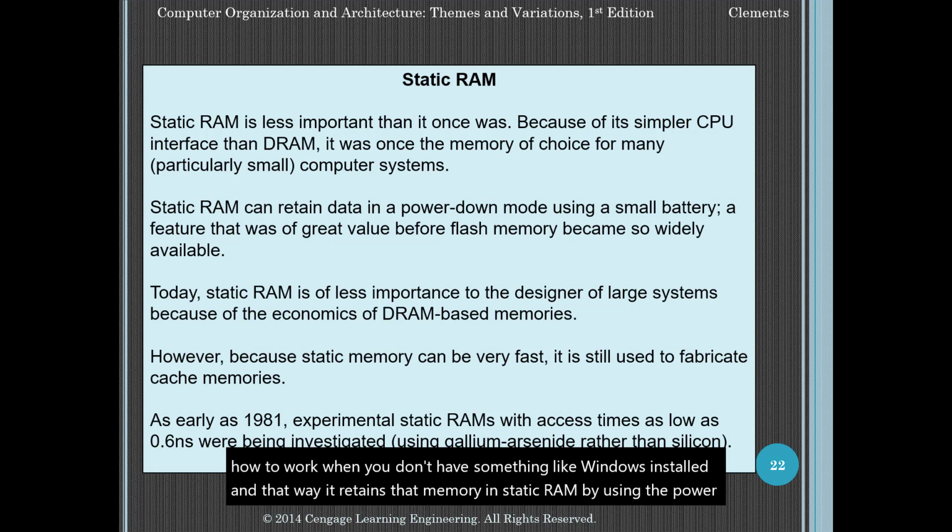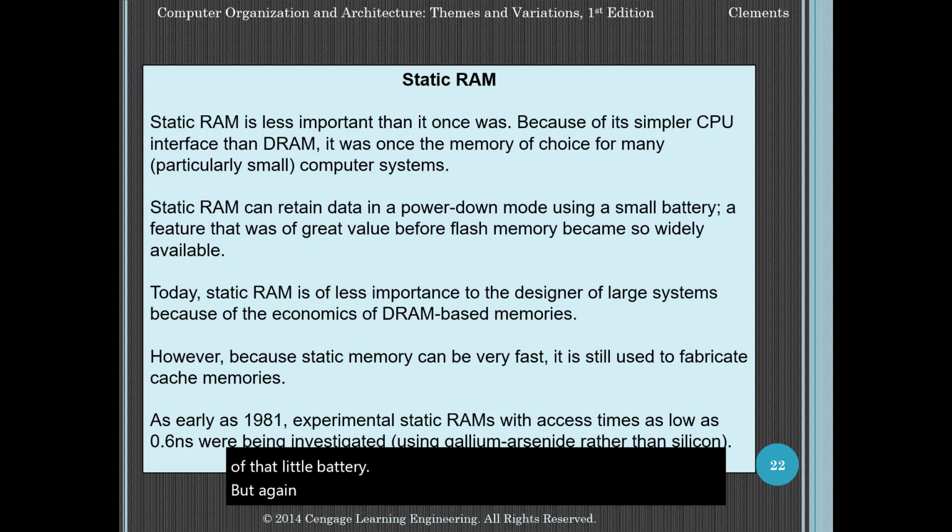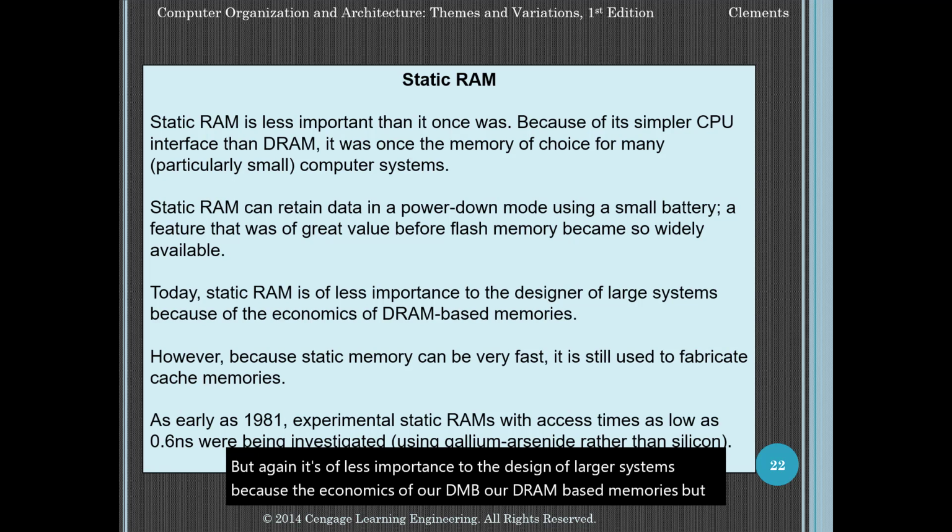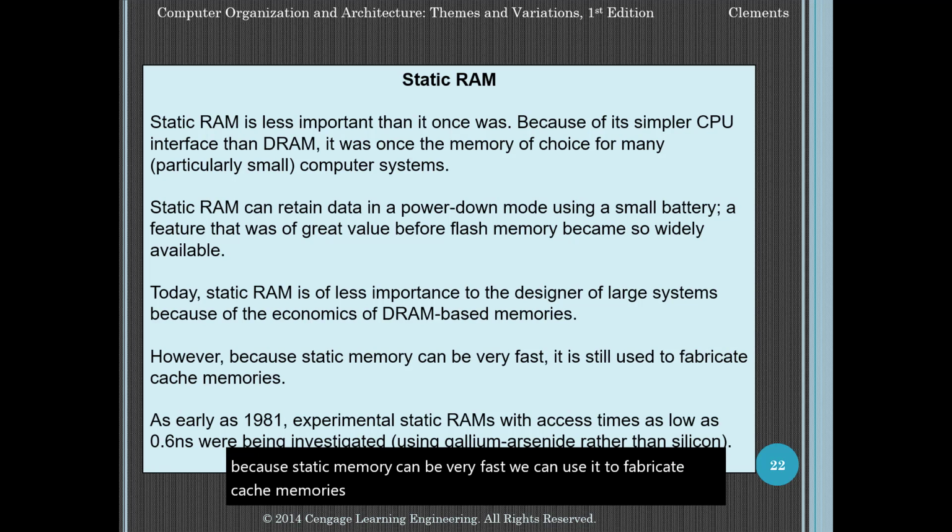But again, it's of less importance to the design of larger systems because of the economics of DRAM-based memories. Because static memory can be very fast, we can use it to fabricate cache memories. As early as 1981, there were experimental static RAMs with access times as low as 0.6 of a nanosecond, right? That's blazingly fast, using some different types of materials other than silicon. But it's not to say that it's not used, or that it's not important. It's just not as important. But it's still good to know that it exists and the differences.